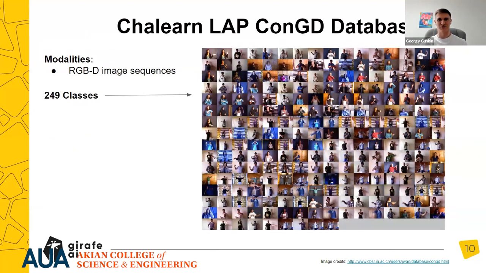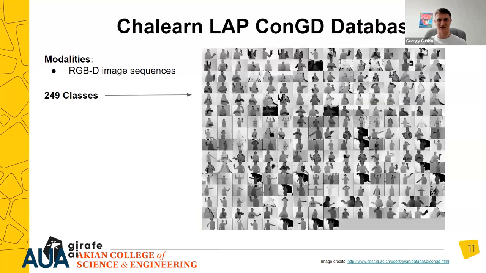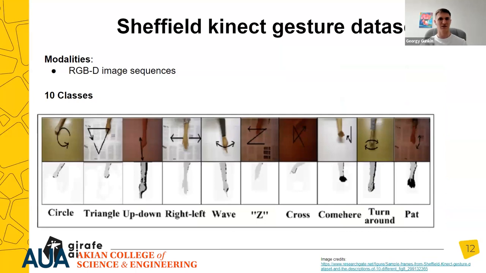Then there's the ChaLearn data set, RGBD image sequences, 249 classes. It's a very large data set, and here the depth sequences are shown. And the Sheffield Kinect gesture data set, RGB and depth image sequences, 10 classes. And this data set is kind of weird, because some of the classes are basically drawing figures like a triangle, shown on the left here.